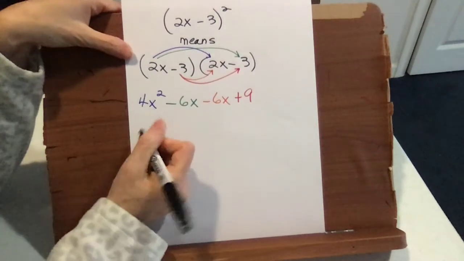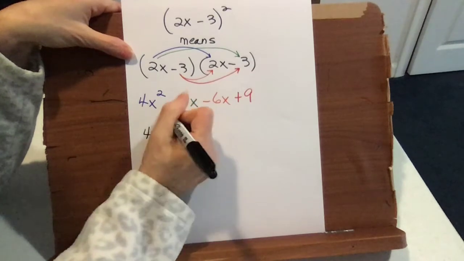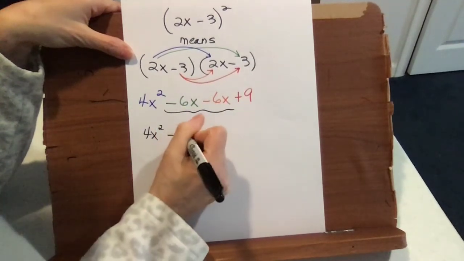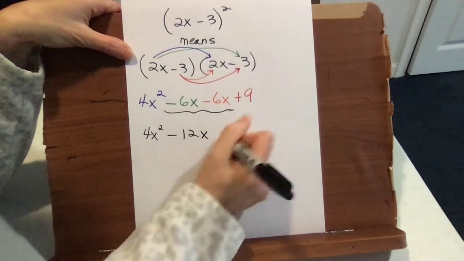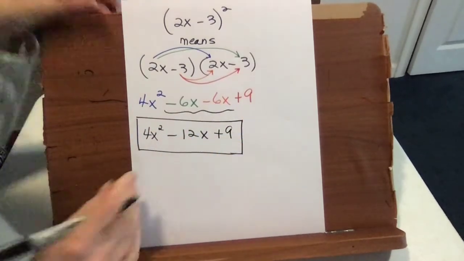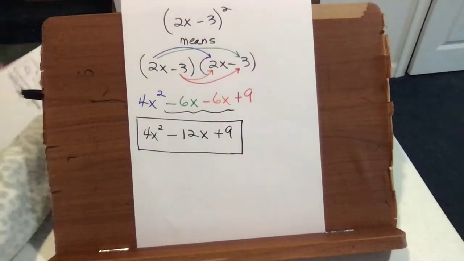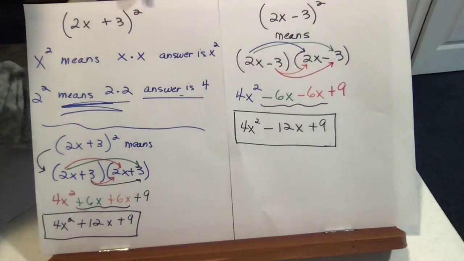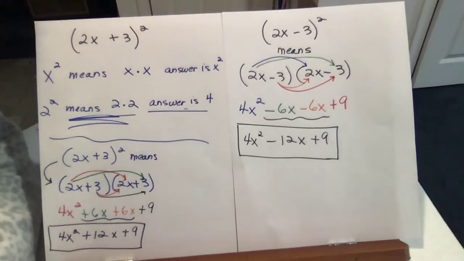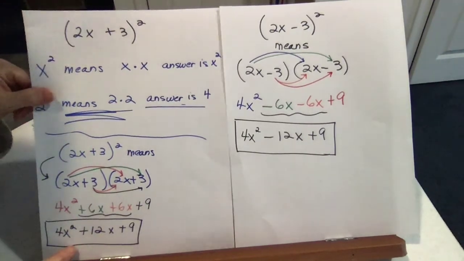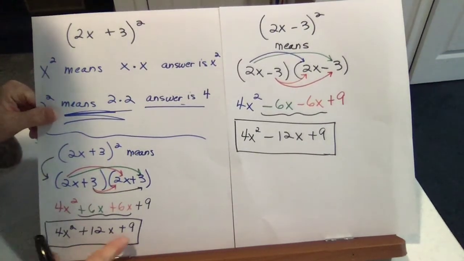And now our final answer is going to be 4x squared. Combine your middle term. Negative 6x minus 6 more x's is minus 12x. And then keep your plus 9. And that's our answer. And let's compare it to our last problem, where we had the quantity of 2x plus 3 times the quantity of 2x plus 3. You can clearly see that you wound up with 4x squared plus 12x plus 9.